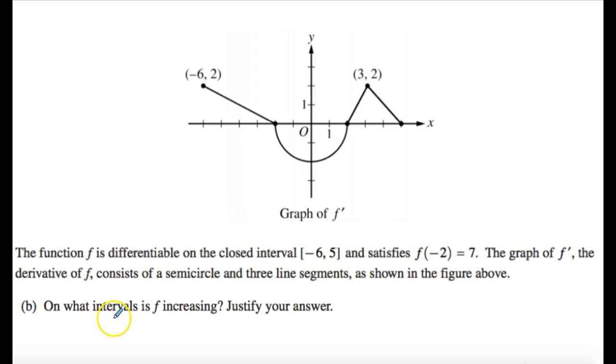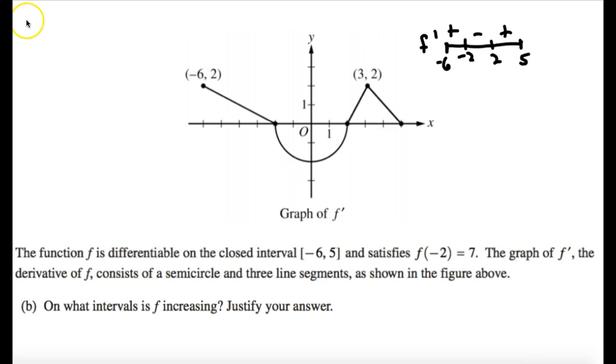Part B then, on what intervals is the original function increasing? Justify your answer. Well, wherever the derivative is positive is where the original function is increasing. So we can think about that in terms of a sign chart. My zeros would be -2, +2, and then my endpoint of 5. So the actual value of the derivative is positive, then negative, and then positive. So the intervals where this function is increasing would be -6 to -2 and 2 to 5.